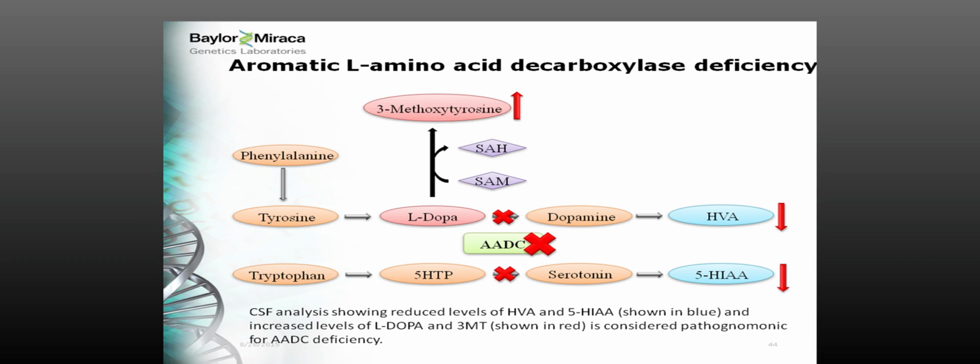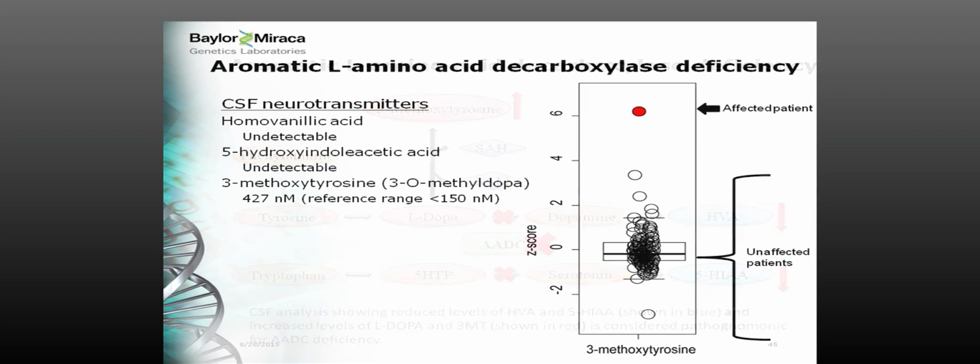And so what you would expect in this disorder is an elevated 3-methoxytyrosine, also known as 3-O-methyl-DOPA, and then low levels of HVA and 5-hydroxyindole acetic acid. And so when we did metabolomic profiling on this individual with the 2 variants of uncertain significance, you can see that the 3-methoxytyrosine, also known as 3-O-methyl-DOPA, had a z-score of about 6, and again, far beyond what we had seen in anyone else.